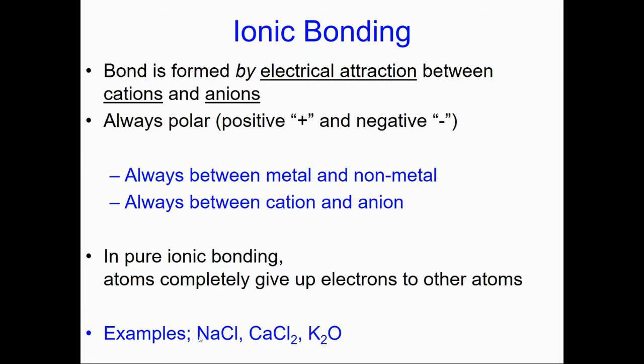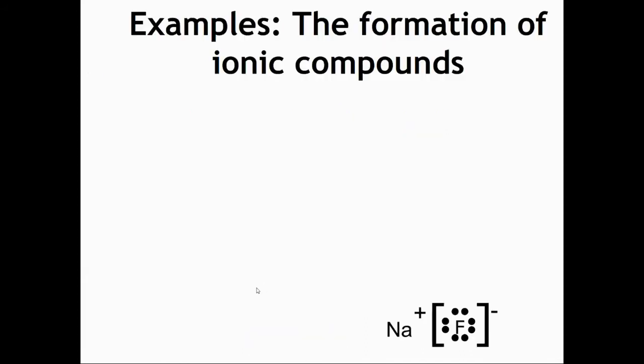Examples of ionic bonding: sodium chloride, we just talked about, that's table salt. Calcium chloride, this is what they use up in the north when they ice the roads. They're putting calcium chloride on the roads. This is potassium oxide. If you notice, all of these are metal plus nonmetal. This becomes a cation, this becomes an anion. Cation, anion, cation, anion. Okay, so let's look at what that looks like.